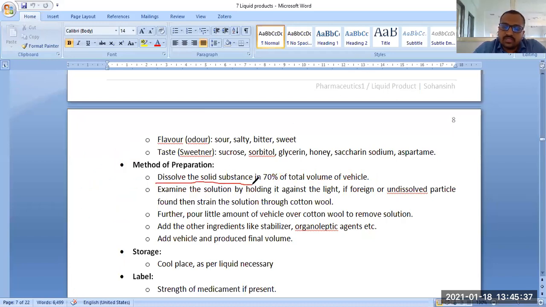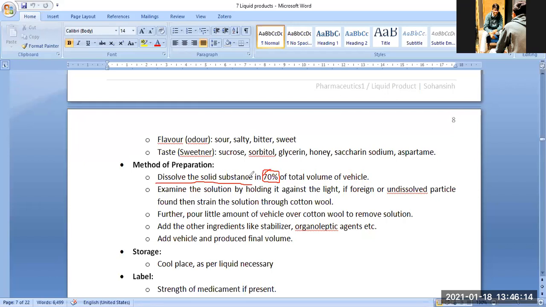Dissolve your solid substance in 70 percentage of the vehicle. You cannot directly use the total 100% of vehicle. Why? Because some additives are required. There may be a chance of removing some of your vehicle due to heat. क्योंकि for example simple syrup, अगर आपको सिंपल सिरप आईपी बनानी है तो you require a heating process. So during the heating process solvent is removed, some amount, not a larger amount, but that affects the formulation. So that's why dissolve your solid substance into 70 percentage of water.